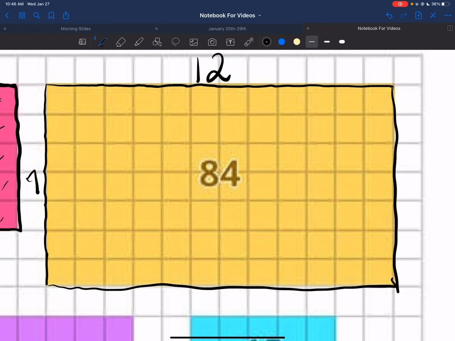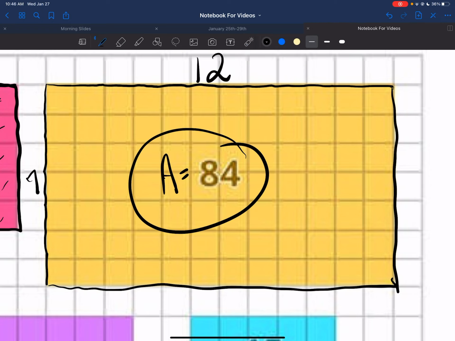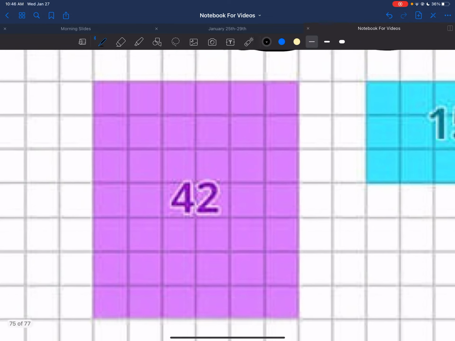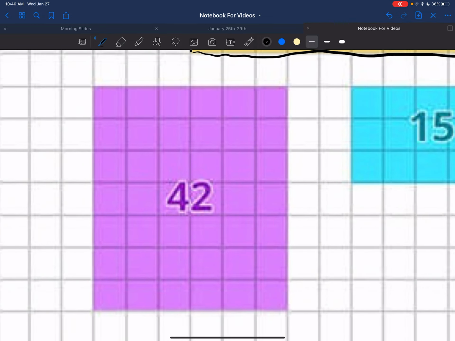So if I wanted to find the area or the amount of space it takes up on the inside, all I have to do is count all of those yellow squares, and I can see that area equals 84. Same thing with the purple one. If I want to know how big the rectangle is, just count how many square units it is.